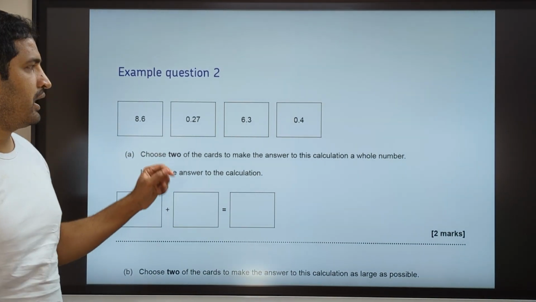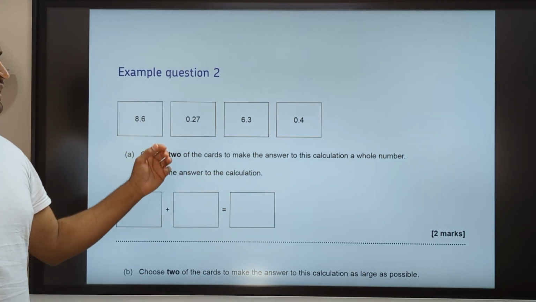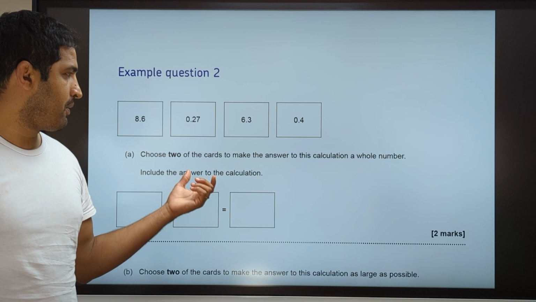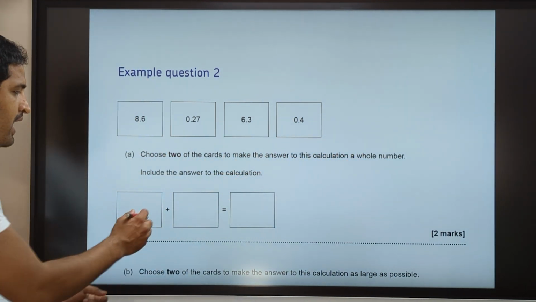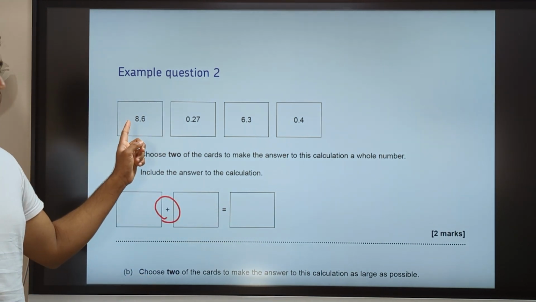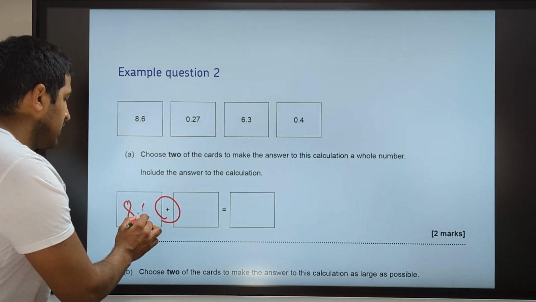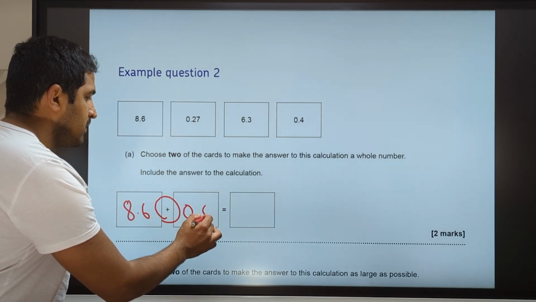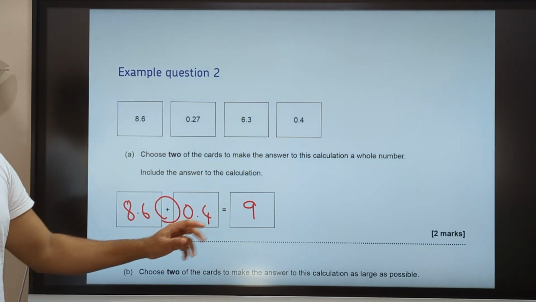Another question like that, when it comes to reading the question, says choose 2 cards to make the calculation give a whole number. So we're adding them, and those 2 cards should give you a whole number. So I can put those, 8.6 and 0.4, and these are generally done in a hurry. And then you get 2 marks there.